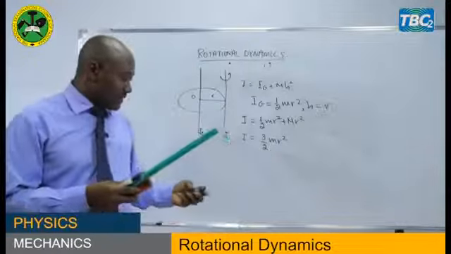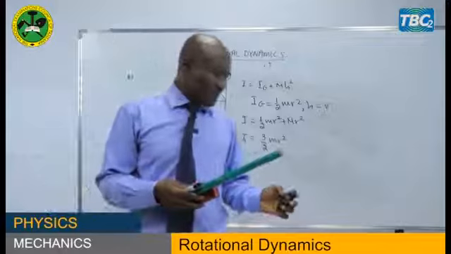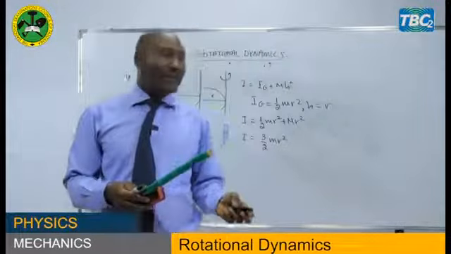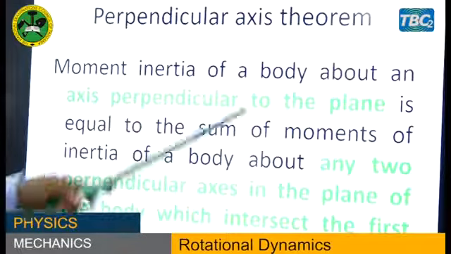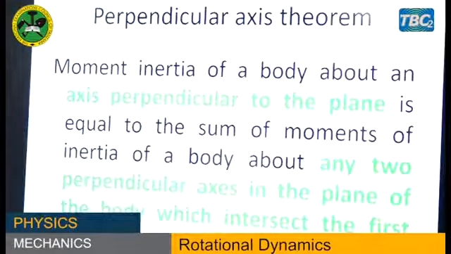Now, our second theorem is the perpendicular axis theorem. The theorem says the moment of inertia of a body about an axis perpendicular to the plane. You can see that phrase, perpendicular to the plane. That axis should be perpendicular to the plane.